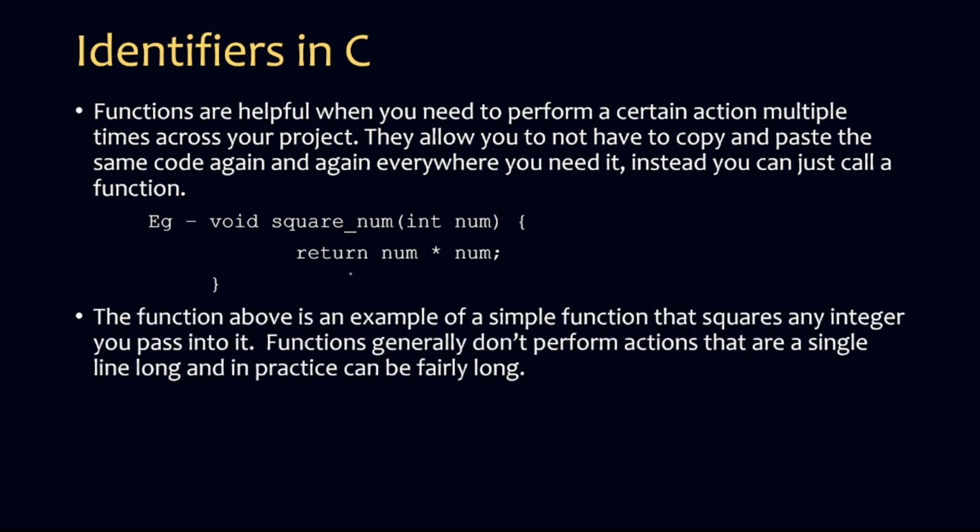Okay. So the above function is an example of a simple function that squares any integer you pass into it. You pass an integer here and it squares it and returns the value outside. Okay. So you can have something like, okay, this shouldn't be void, this should be int here. I apologize for this mistake. But this function is returning num into num, the square of an integer, and the square of an integer is an integer.